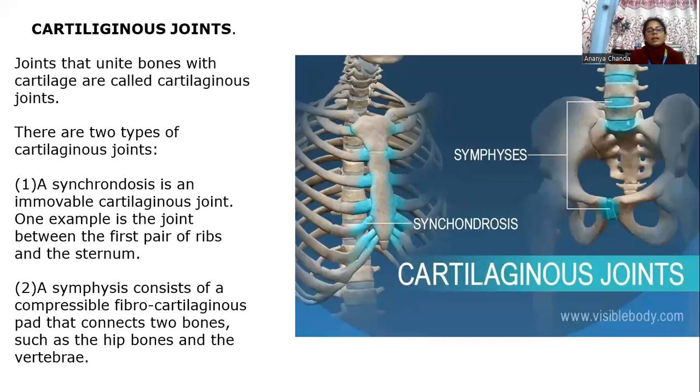Then comes the cartilaginous joint. Joints that unite bones with cartilage are called cartilaginous joints. There are two types of cartilaginous joint. The synchondrosis is an immovable cartilaginous joint. One example is the joint between the first pair of ribs and the sternum. And the symphysis consists of a compressible fibrocartilaginous pad that connects two bones, such as the hip bones and the vertebrae.